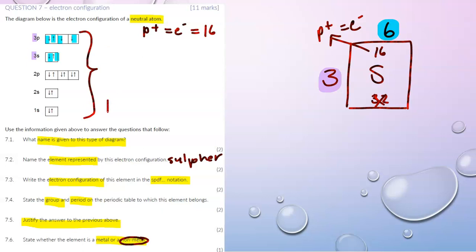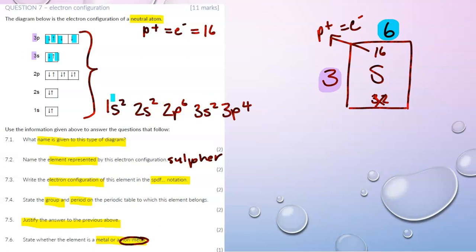So we write 1s, that's our first orbital, and we have 2 electrons in the first orbital. My next orbital is the 2s orbital, and in that orbital I have 2 electrons. The next orbital is my 2p orbital, and I can count the electrons, there are 6 of them. Then I have 3s2 and 3p4. So this is the electron configuration.